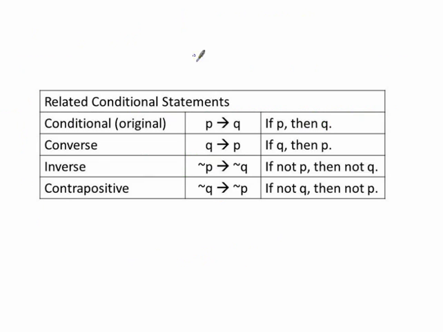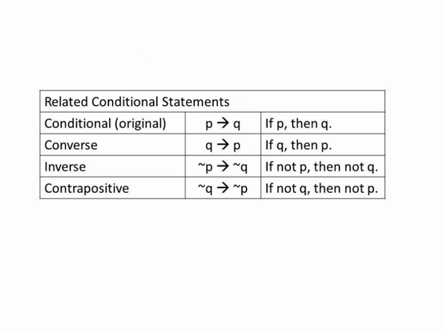So you might want to copy down this chart here that kind of explains how the conditional statements are related. Conditional is if P then Q. Converse is if Q then P. Inverse is if not P then not Q. And the contrapositive is if not Q then not P. All right, so these are the four relationships we need to know right now.